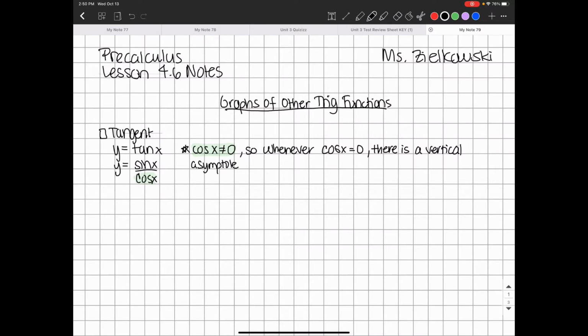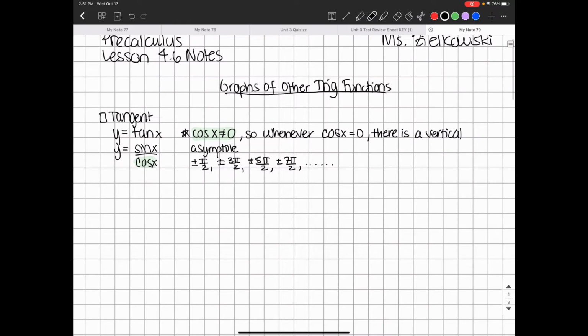So for the x values I could plug in, talking about radians, that would make cosine 0, those are plus or minus pi over 2, plus or minus 3 pi over 2. We talked about this before. Plus or minus 5 pi over 2, and the pattern continues. Plus or minus 7 pi over 2, etc. So I'll have vertical asymptotes at x is equal to pi over 2, x is equal to negative pi over 2, x is equal to 3 pi over 2, x is equal to negative 3 pi over 2.